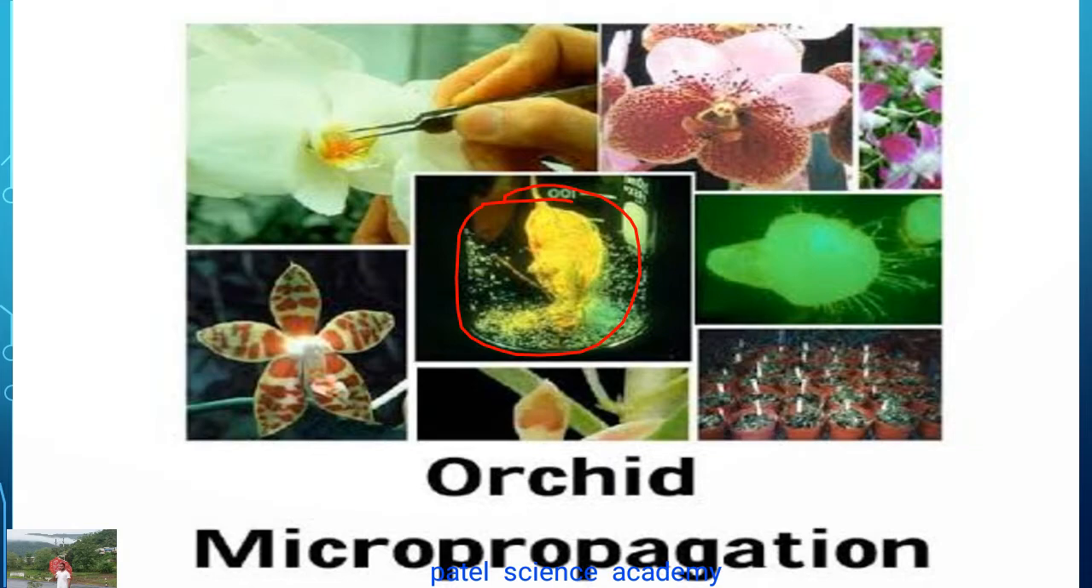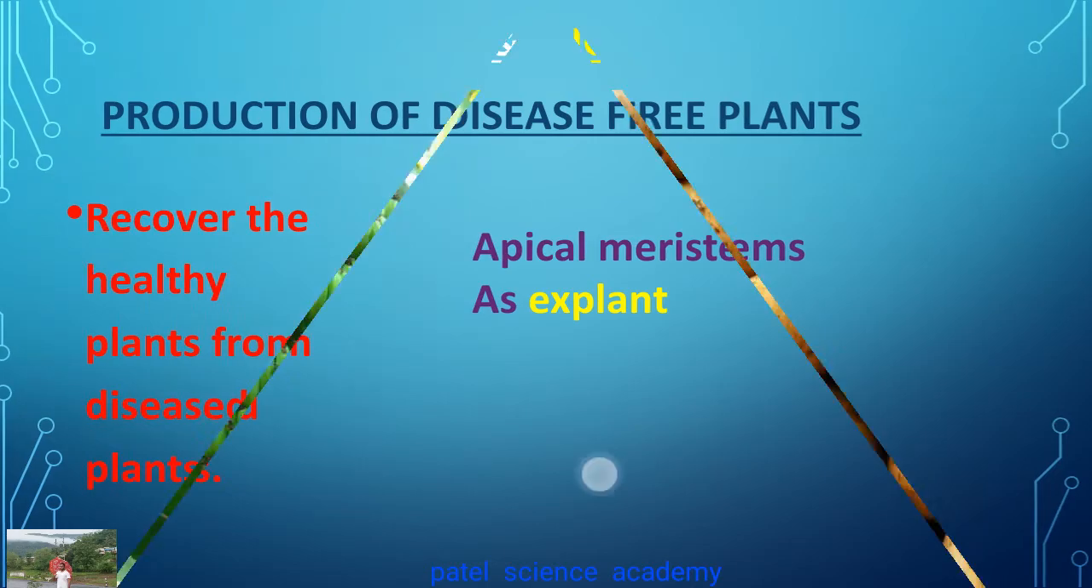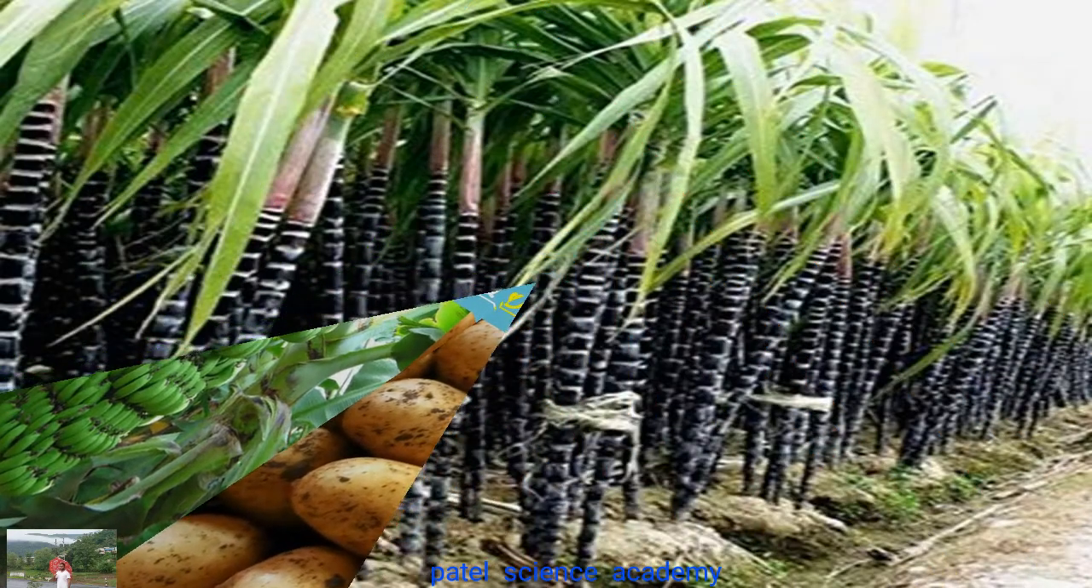And it also includes, with the help of somatic hybridization, that is somatic hybrids, we are able to obtain new varieties in a very short time span. So this is the magic of tissue culture, and production of disease free plants is also possible. It recovers healthy plants from diseased plants. Apical meristem as an explant can be used for this. So disease free plants can be produced. You can see banana, potato and sugar cane have been produced by this tissue culture.